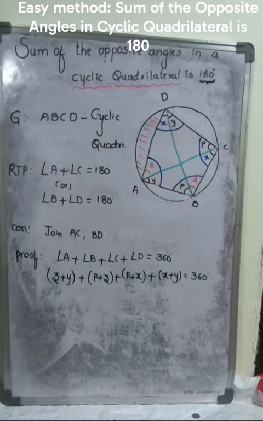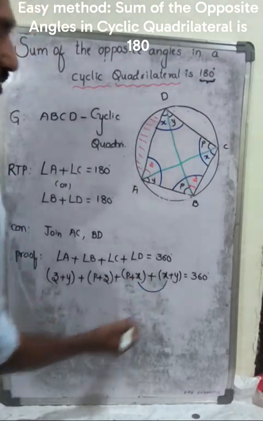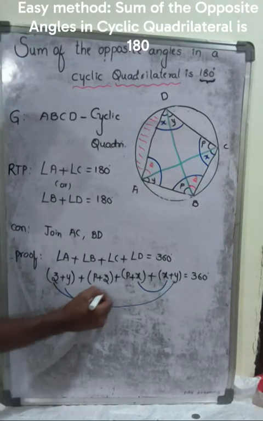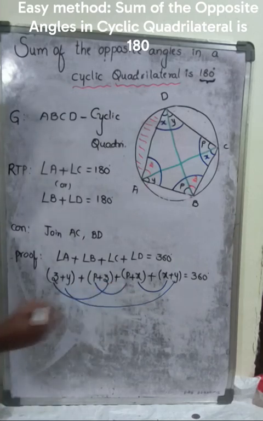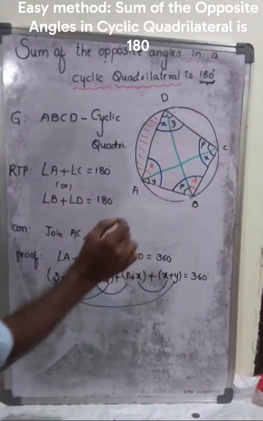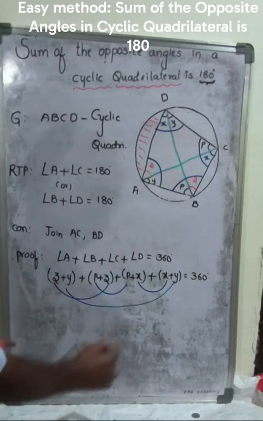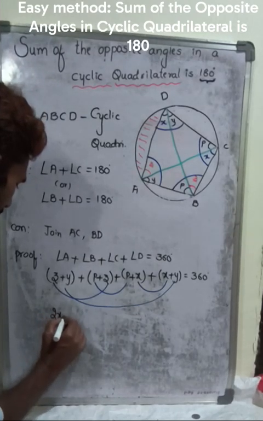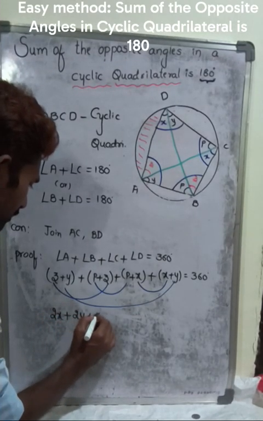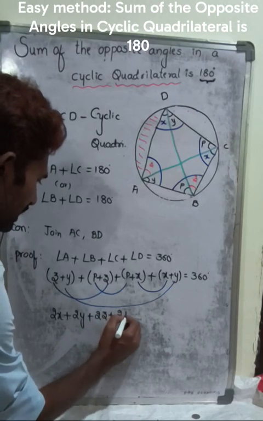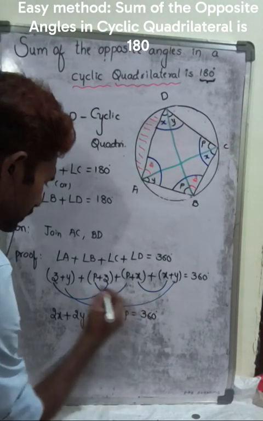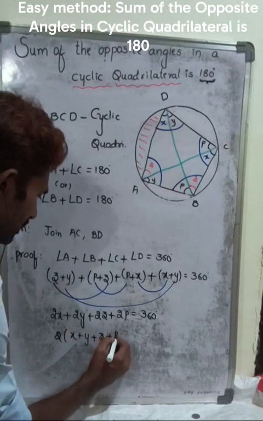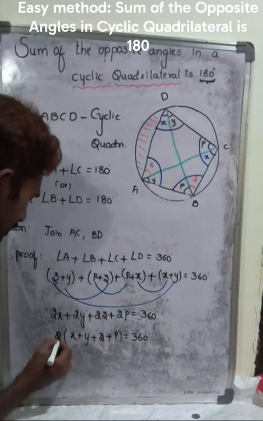Now, if you observe, we have x and x, 2x; y and y, 2y; z and z, 2z; and p and p, we have 2p. So x plus x is 2x, y plus y is 2y, z plus z is 2z, p plus p is 2p. Which is going to be something like this: 2x plus 2y plus 2z plus 2p is equal to 360 degrees. And you can take 2 common. If you take 2 common, you'll get x plus y plus z plus p, and 2 multiplying it equals 360 degrees.